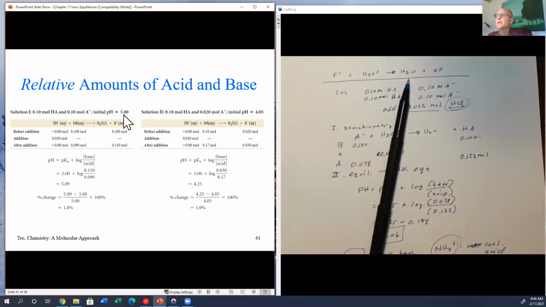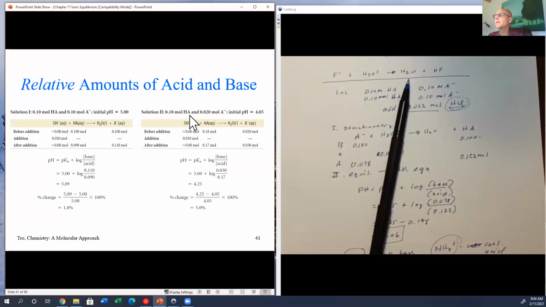All right. And so then I'm asked the question, okay, what's the effect of adding 0.010 moles of OH minus to this buffer? So I do my BCA table. I figure out the changes, right? So HA goes from 0.1 to 0.09. A minus goes from 0.1 to 0.110. I substitute that into the Henderson-Hasselbalch equation, and I find the pH goes to 5.09. So when I have exactly equal amounts of the two buffer components, the pH increases from 5 to 5.09. That's a percent change of 1.8%.